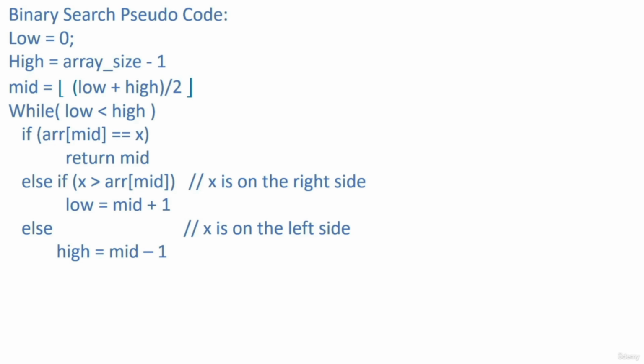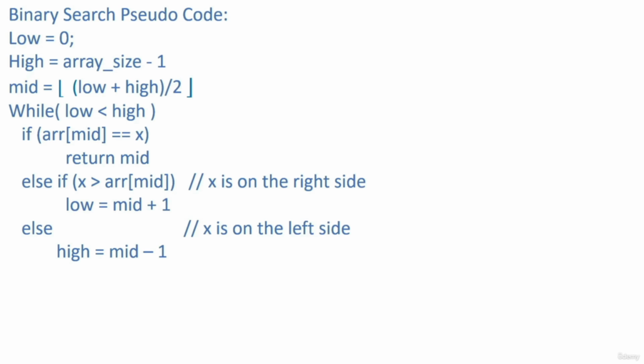Now here if we see the required element x at ARR of mid index, then we return the index of that element. Else if the element x which we are going to find is greater than ARR of mid, then we shift low to mid plus 1, because we know that in a sorted array, if we are on a particular position, then all the elements on the right are greater than that element.